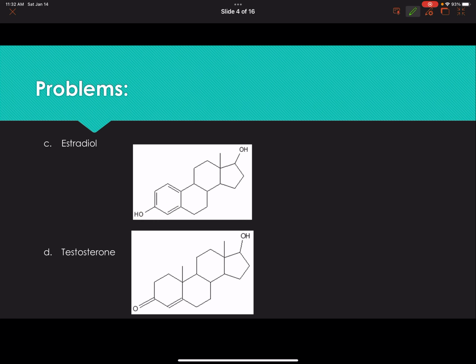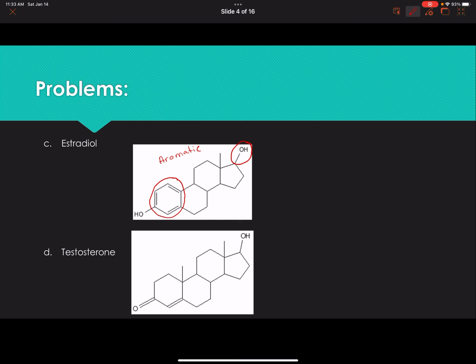Now if we look at our next set of compounds, I have estradiol and testosterone, so two common hormones. If I look at the estradiol, again, I see the 6-carbon ring. I have other rings, but there's no alternating double bonds. Those are not functional groups. Those are just carbon-carbon bonds. But the alternating double bonds makes it aromatic.